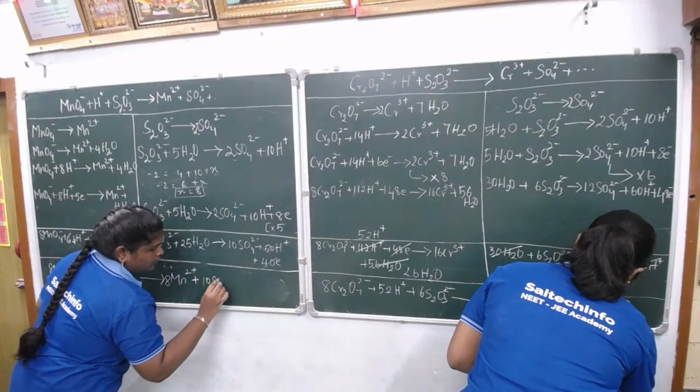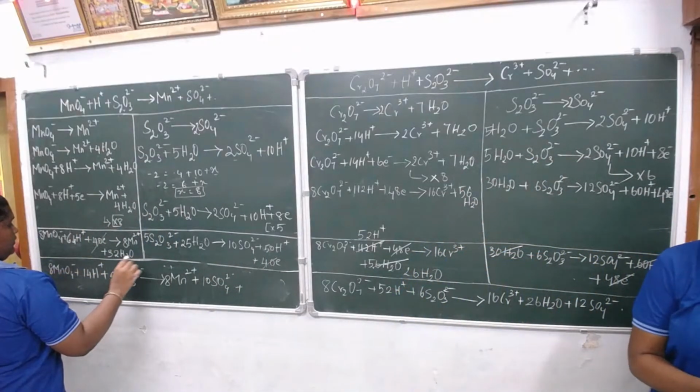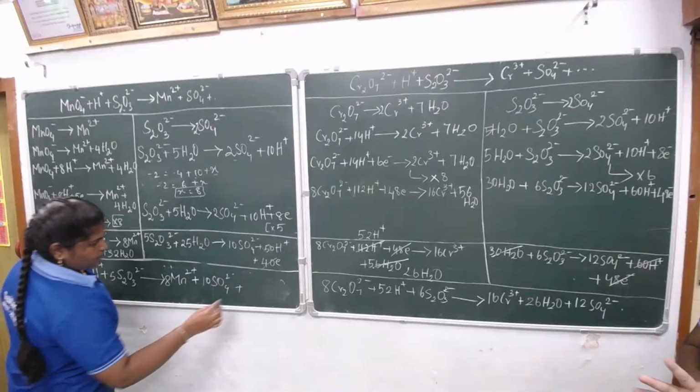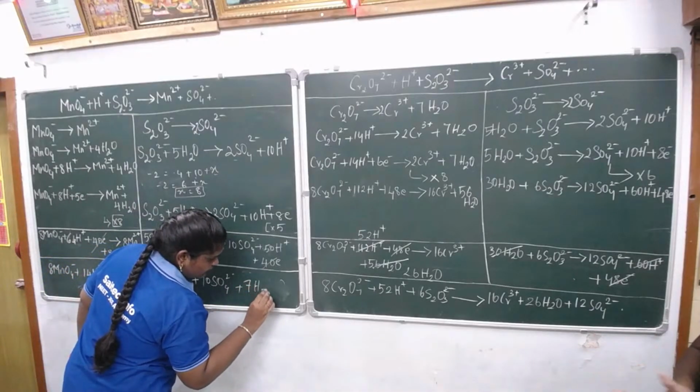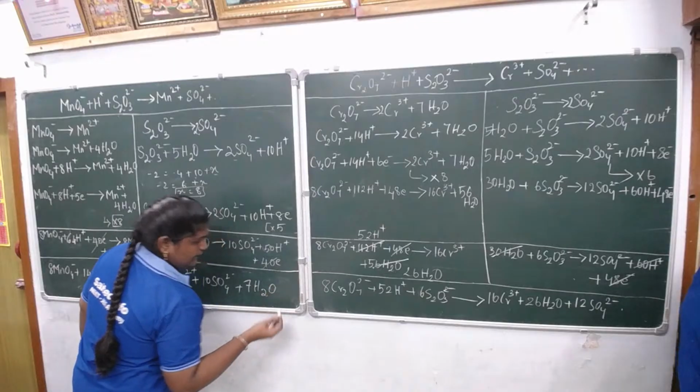to form 8 Mn2 plus, 10 SO4 2 minus plus water. 32 minus 25 will give us 7 molecules of water, 7 H2O. So we need to check it by using the ERP method.